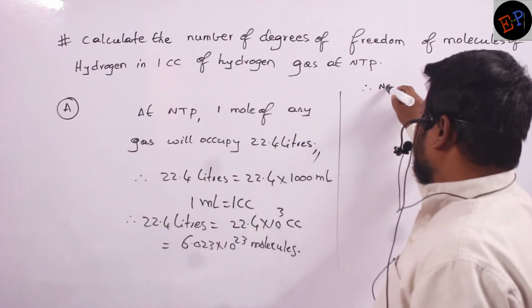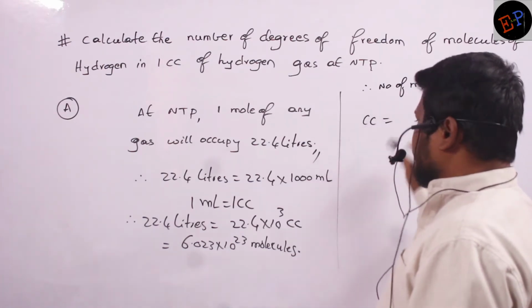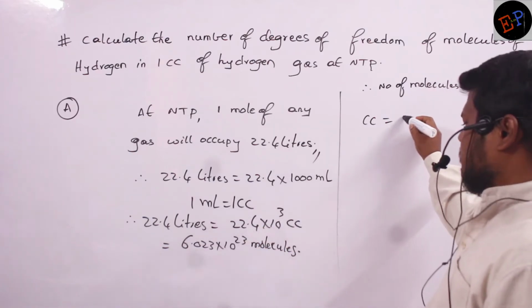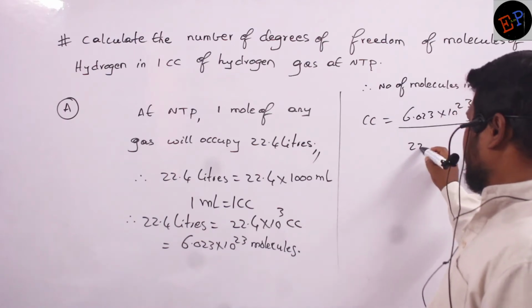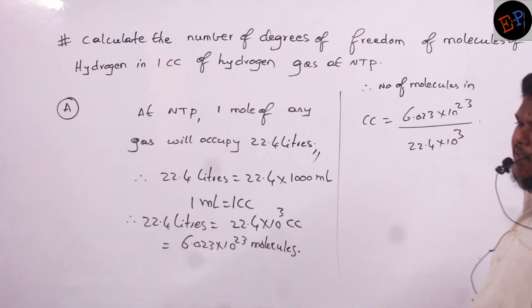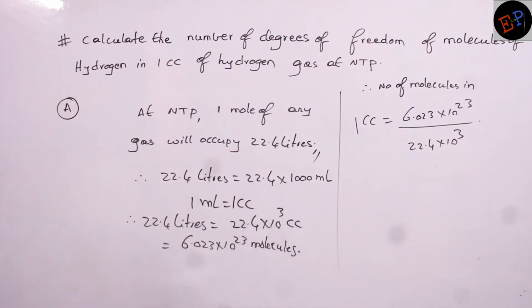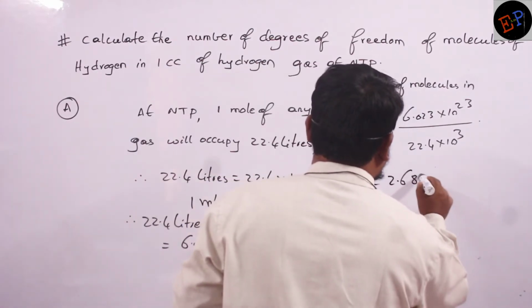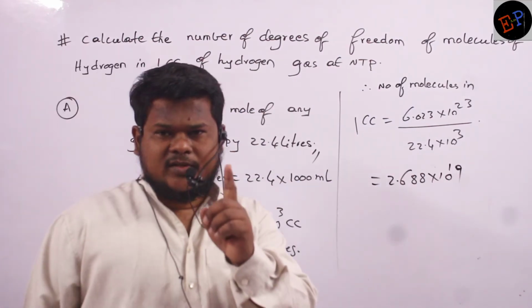Therefore, the number of molecules in 1 cc, 1 cubic centimeter, will be how much? Just send this total value to the other side. Therefore, the answer is 6.023 multiplied by 10 power 23 divided by 22.4 multiplied by 10 power 3. Then I will get the number of molecules present in 1 cc. Are you able to understand? And the value is 2.688 into 10 power 19. So these many molecules will be present in 1 cc of volume.